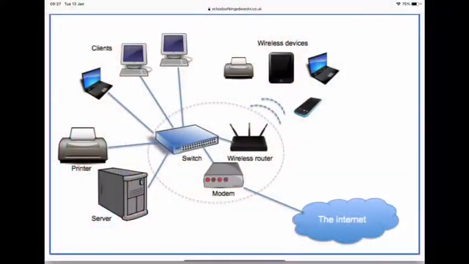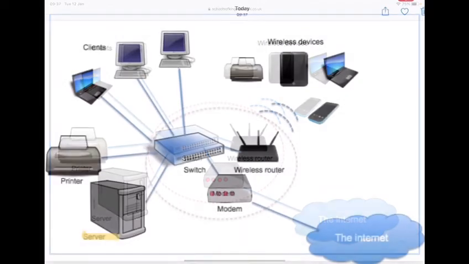This is a diagram of a network. Networks that are to be found in one place, such as school or home, are called local area networks. Home networks might be more simple, so don't worry if you don't recognize all the devices from home.